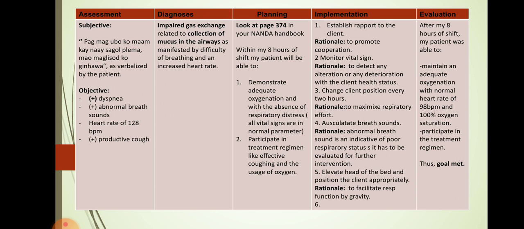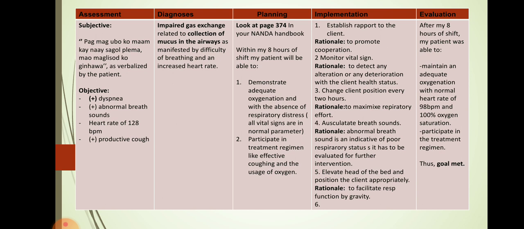So, that is our diagnosis. Now, let's go to planning. Go to page 374. In your planning, guys, you will also find it in your NANDA. Always remember that your planning must be SMART, okay? It should be specific, measurable, attainable, time-bounded, and of course, realistic. So you cannot plan, for example, for only 8 hours or 12 hours with your patient, and then your plan is long term. It should be short term, meaning achievable within your span of hours, okay?